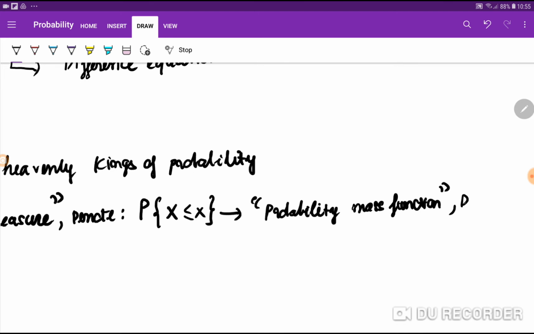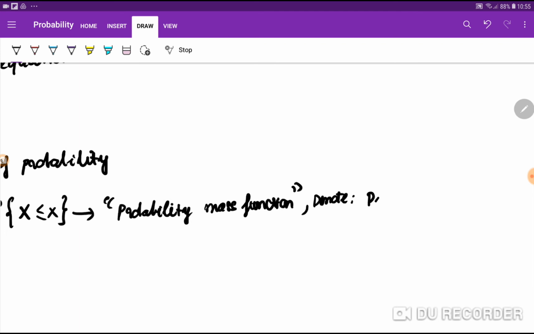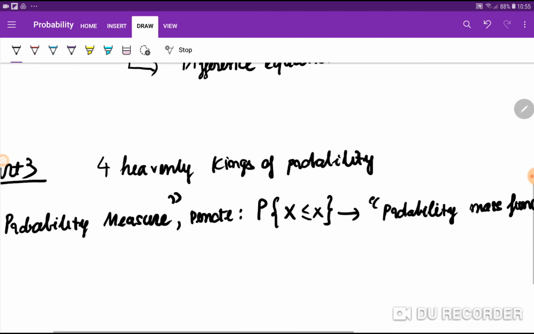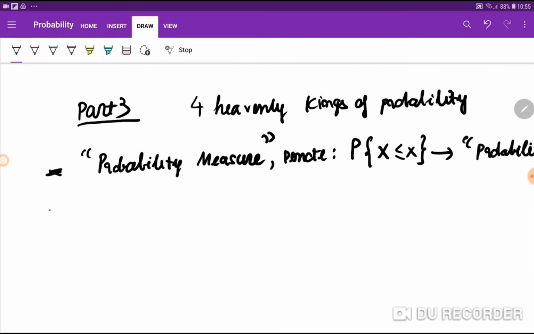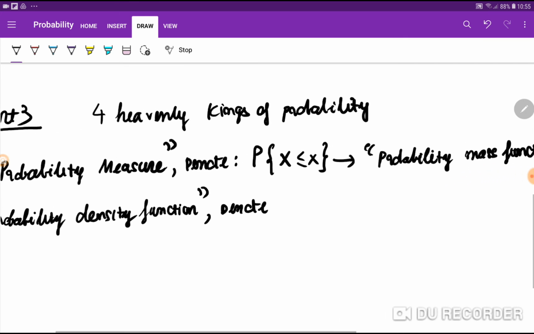Or it also denotes at what's that? Px. Okay. And then the next thing we have is probability density function. Okay, and it's denoted as what? It is denoted as fx(x), right? Yeah, just give you all the name.